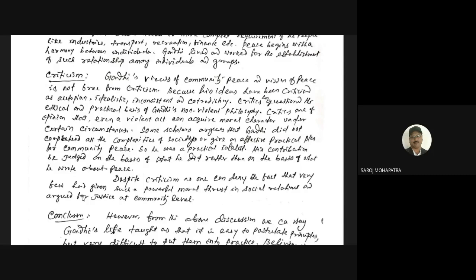So he was a practical idealist. He is speaking of an ideal, emotionally and imaginatively, and they say he has not really seen the practicality. His contribution should be judged on the basis of what he did rather than on the basis of what he wrote about this.